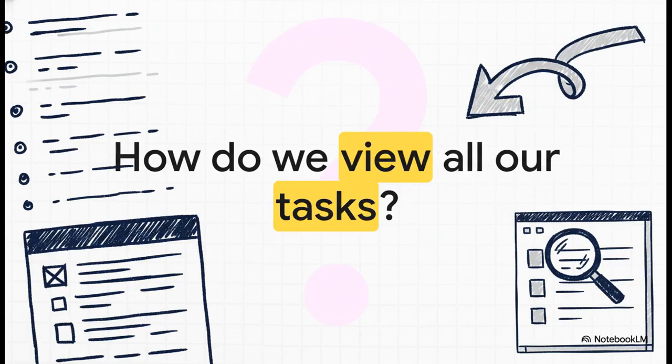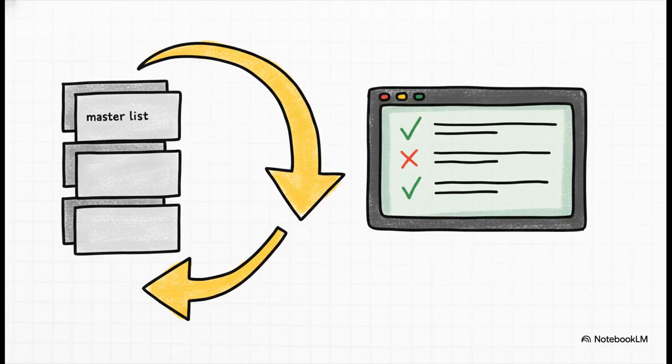Okay, so we're adding tasks to this list, but that's not very helpful if we can't see them, right? It's like writing a grocery list with invisible ink. So how do we actually show the whole list to the user? This is the job of our list tasks function.